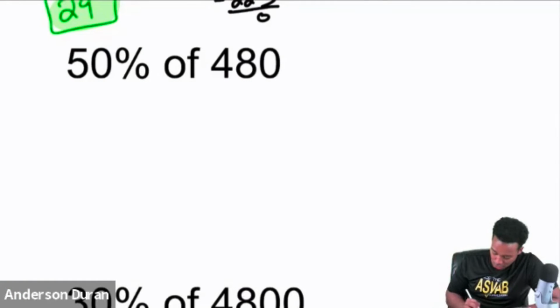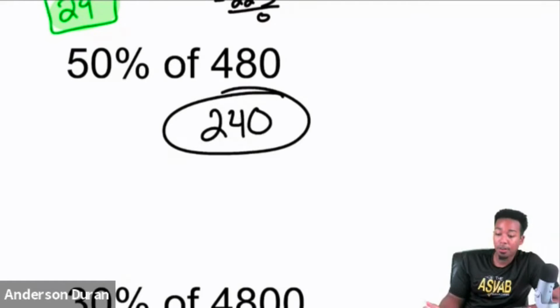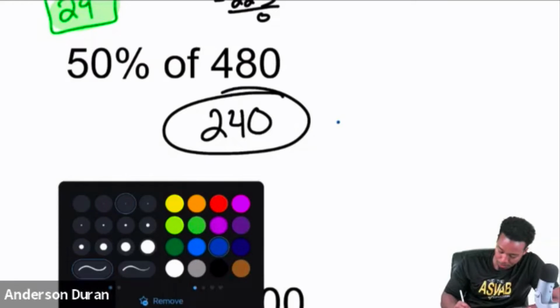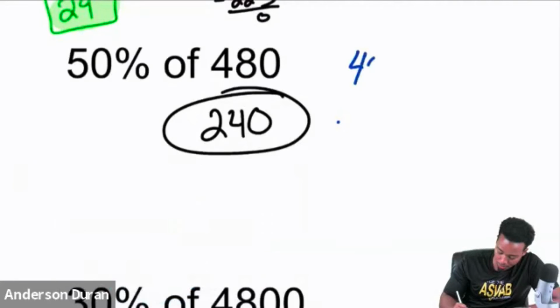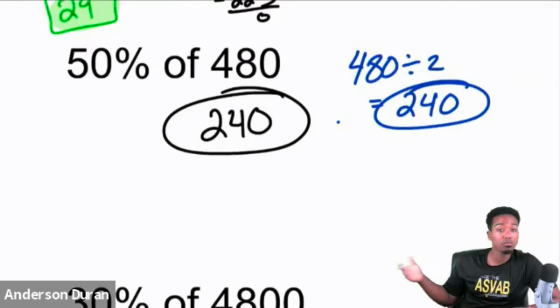Everybody, the answer here is going to be 240. That's the answer. 50% is the same thing as dividing by 2. So we'll do 480 divided by 2, and that's going to equal 240. So in this case, the convenient way, just divide.